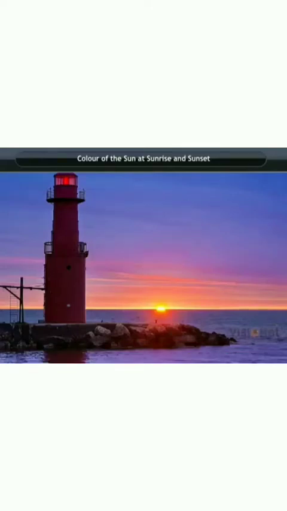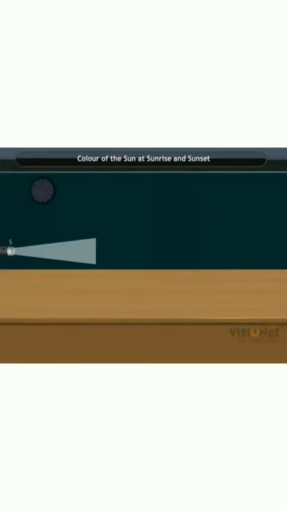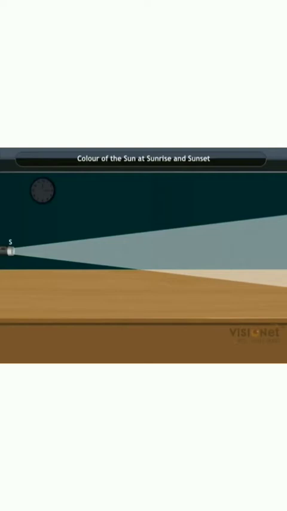So now we are going to talk about why the sun appears blue, and why it appears orange or red at the time of sunrise and sunset. This is just because of the scattering of light and the Tyndall effect. Let us understand the Tyndall effect in a better way.